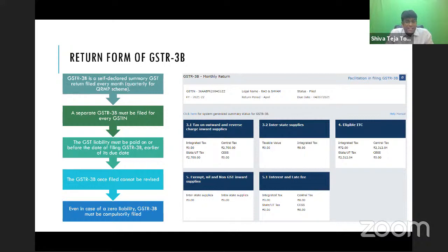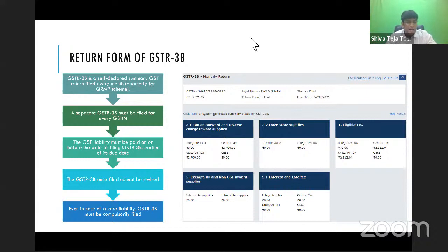Then a separate GSTR 3B must be filed for every GSTIN. And next one, GST liability must be paid on or before the date of filing 3B, that is, the earlier of its due dates. Basically, without paying the GST, we can't file 3B, because in 3B there is one column for offsetting your liability, which you can't do unless you pay the tax. So offsetting liability is very important.